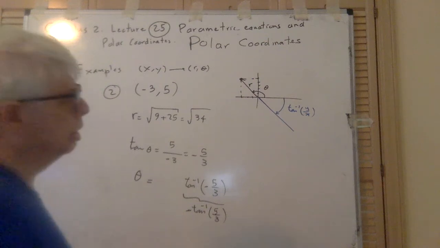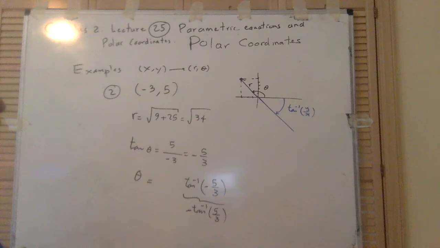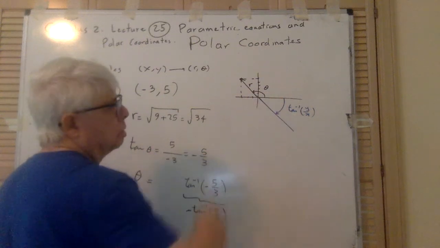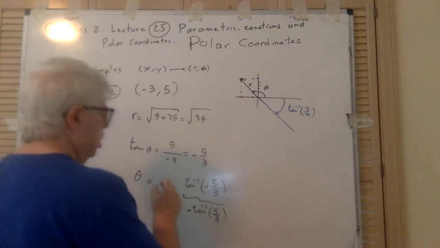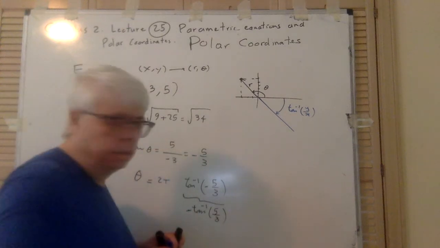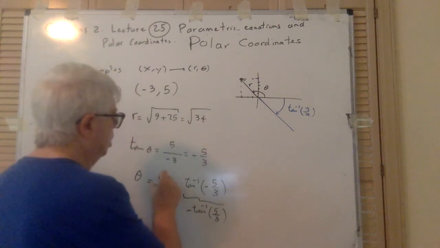It gives me this angle. But I need this. What should I do? Well, just add pi. Right? If I add pi to this, I will get this. So adding pi will give you the angle. So it's pi plus this.